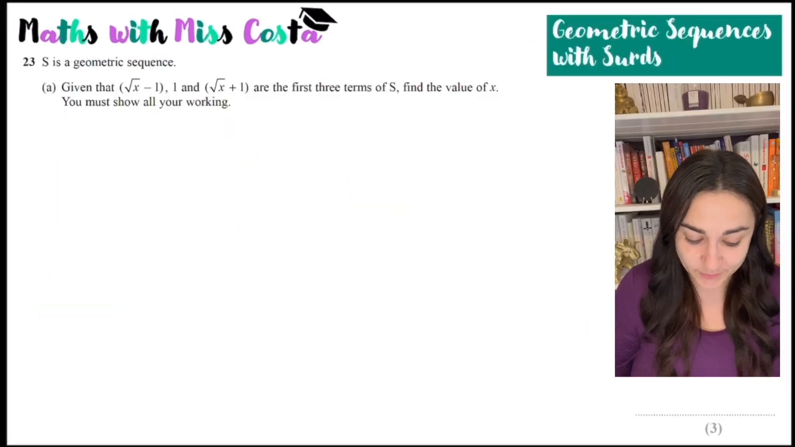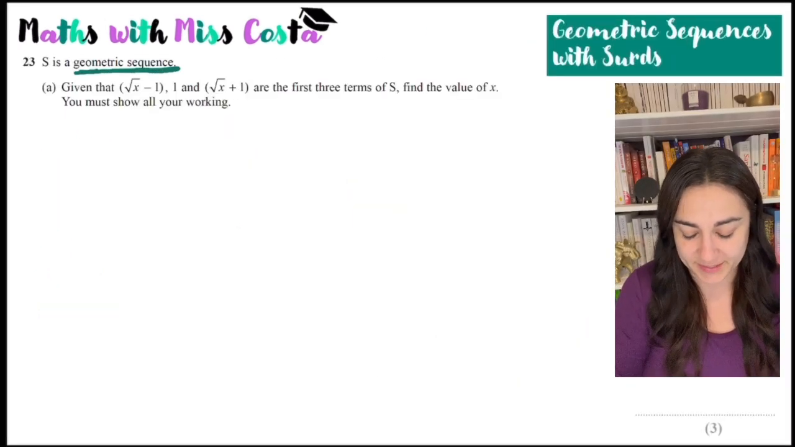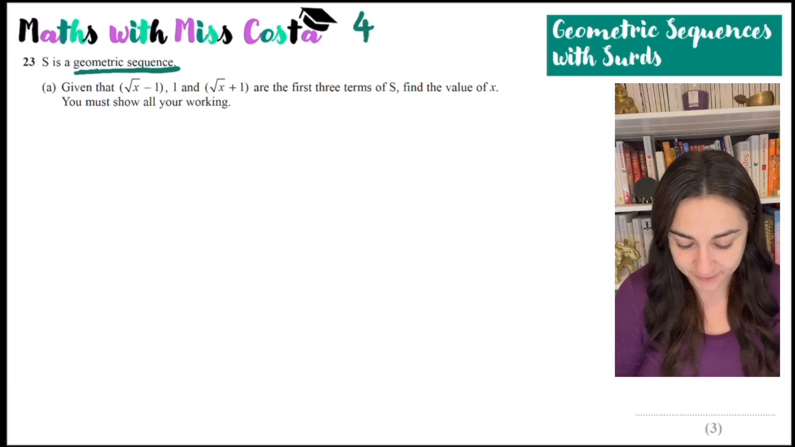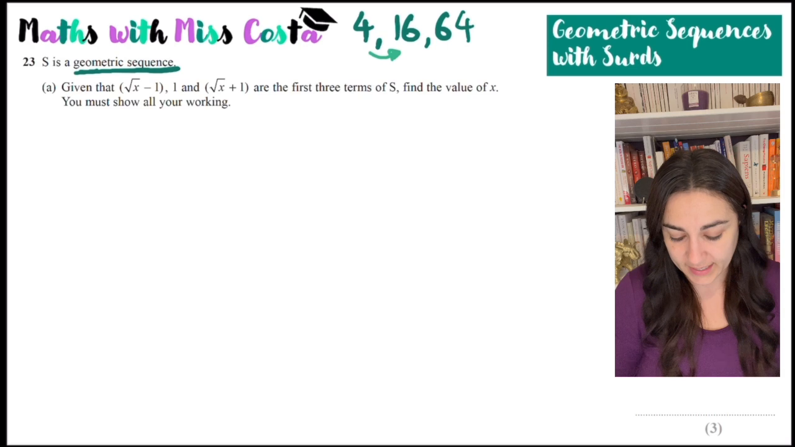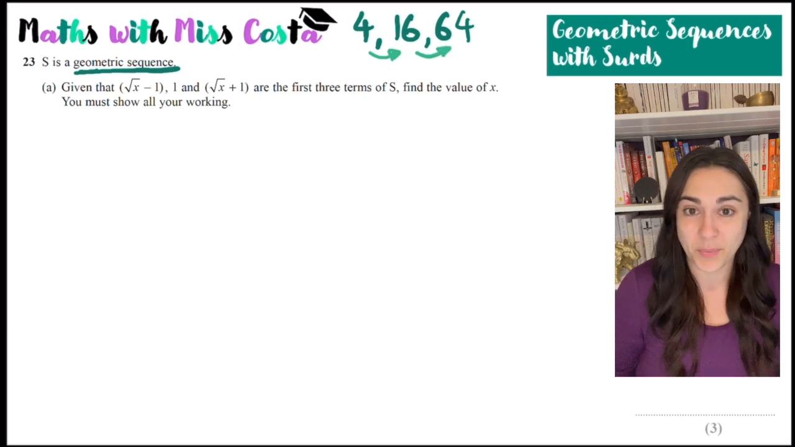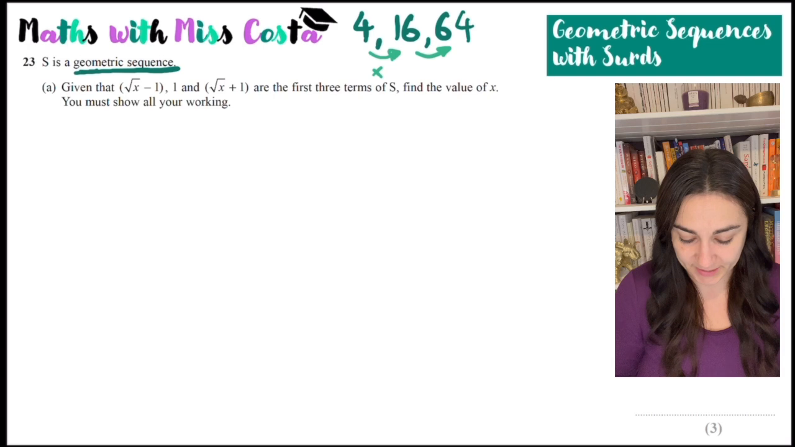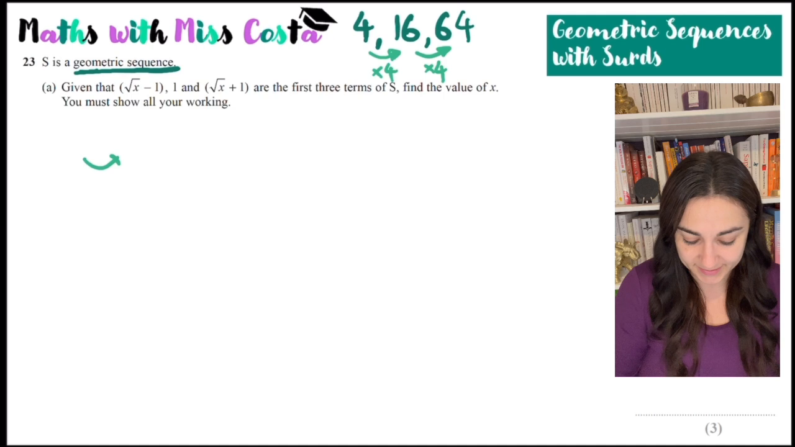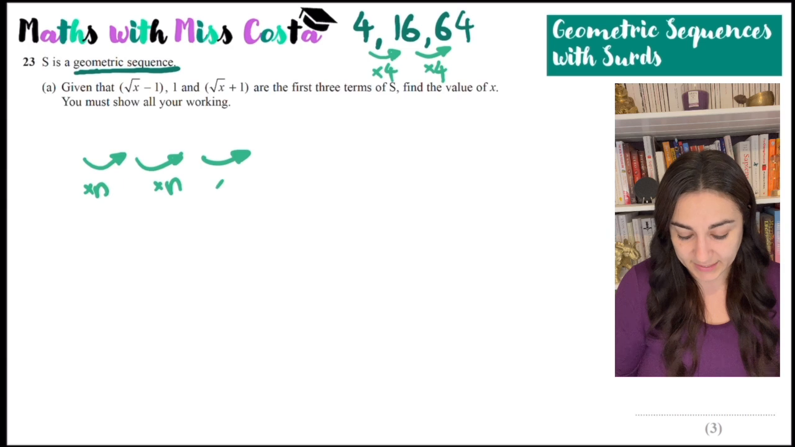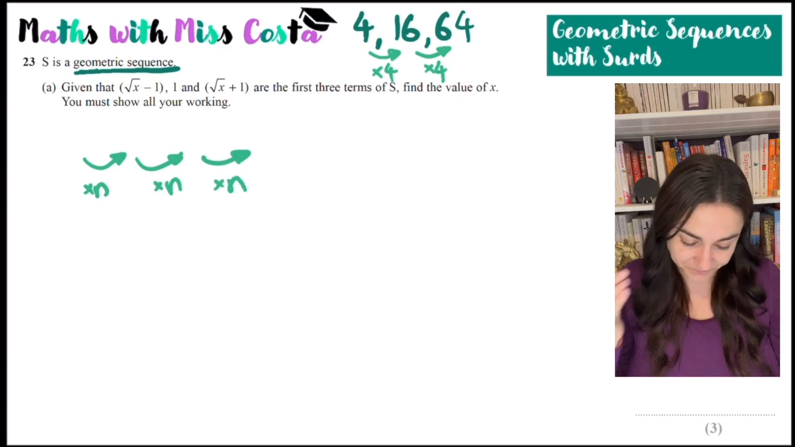Okay, and in this last question, I am shown a geometric sequence. Now, all a geometric sequence is, so if we start with a really basic one, so 4, 16, 64, what's happening each time? Instead of adding or subtracting, I am multiplying to get to the next term. So how do I get from 4 to 16? I multiply by 4. 16 to 64, I multiply by 4. So to get to the next term, I'm multiplying by 4. So in a geometric sequence, your next term is going to be found by multiplying by n. Okay, so multiplying by a value, by a scale factor.